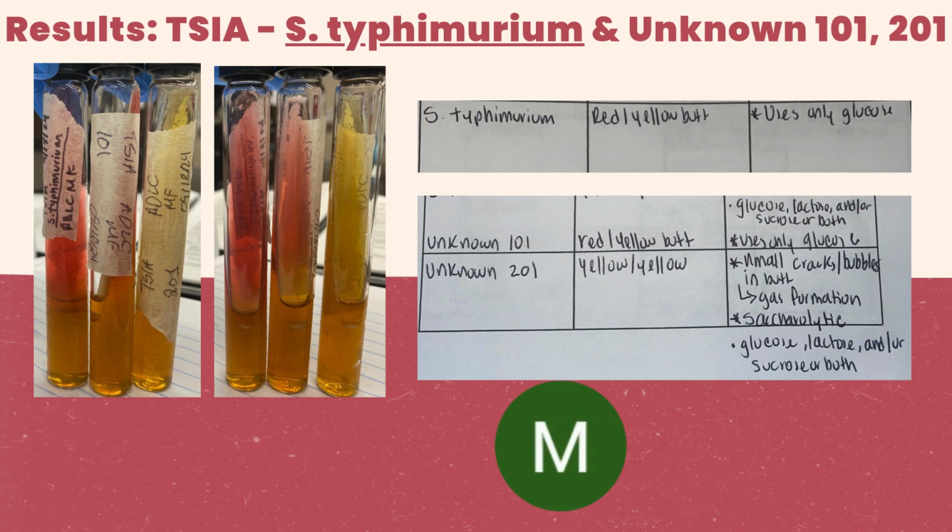For unknown 101, we also saw a red slant and a yellow butt. Again, this is because it is only able to use glucose for fermentation. On the other hand, unknown 201 has a yellow slant and a yellow butt. That means that unknown 201 is able to use glucose, lactose, and/or sucrose for fermentation. This test tube also showed small cracks in the agar, which we interpreted as bubbles, which means there was gas formation.